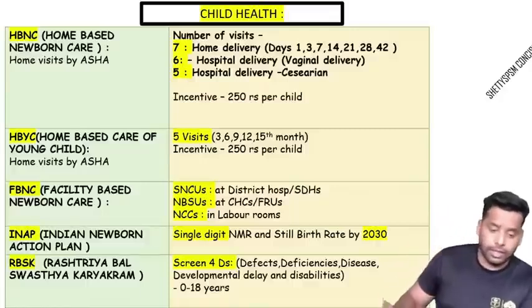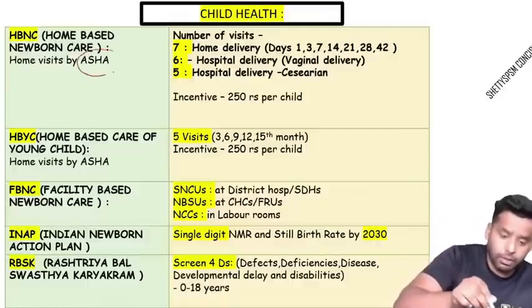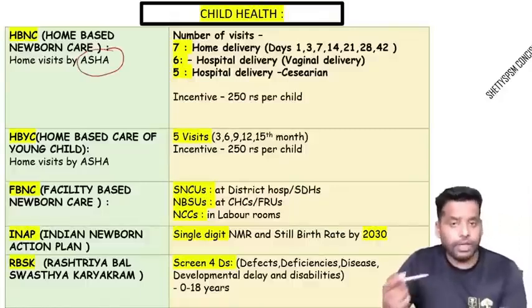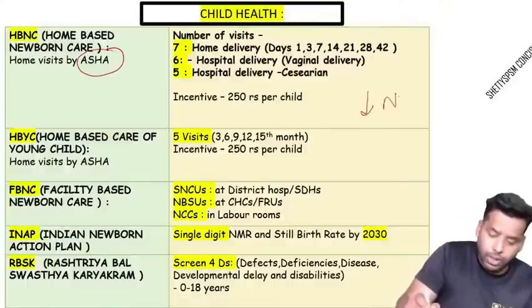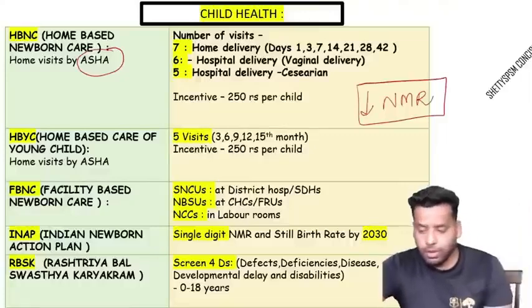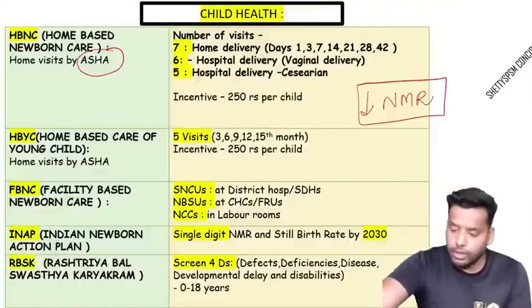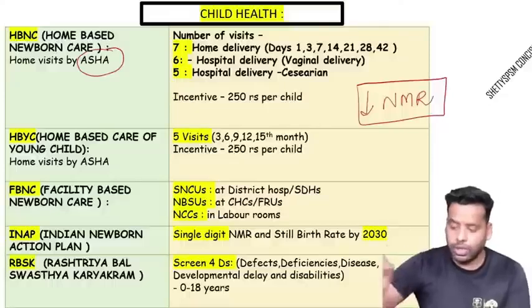Coming to child mortality, the previous slide was maternal related, mother related schemes. Come to child related scheme. Asha worker is giving home visits after delivery to reduce neonatal mortality rate. What is that scheme called as? Home based newborn care. Remember this word, home based newborn care. HBNC, home based newborn care.